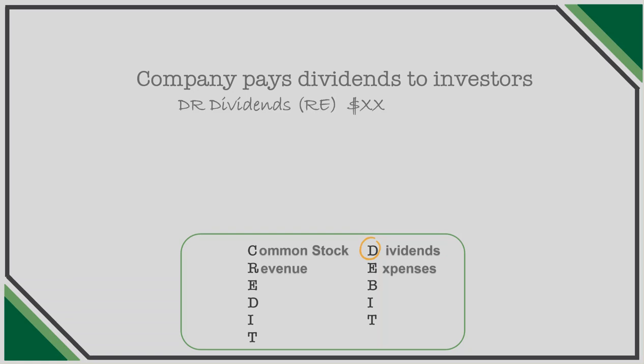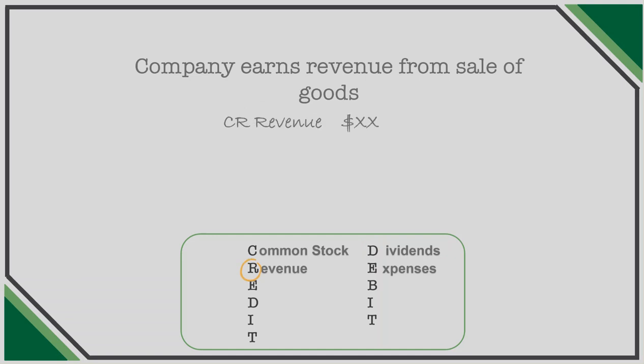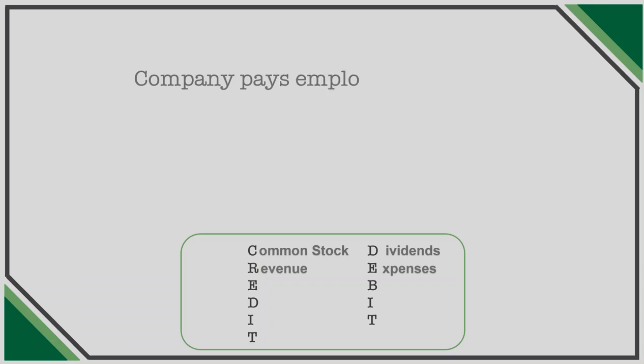Let's do another one. If a company is earning revenue for the provision of services to customers, revenue is increased with a credit. And finally, if our company is paying its employees a bonus for the year, it's an example of bonuses as an expense, we record that expense with a debit.